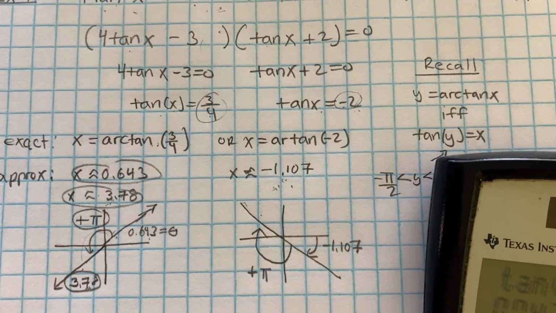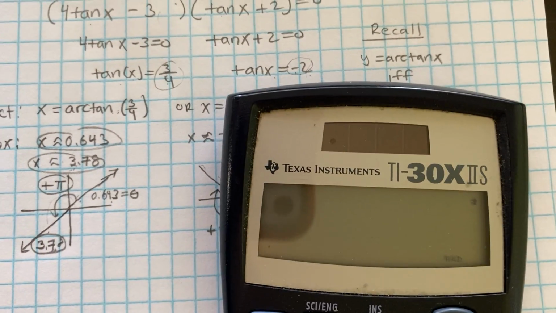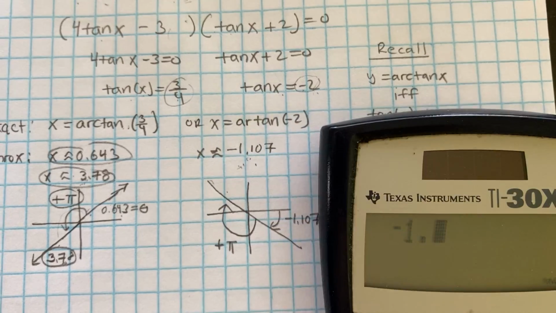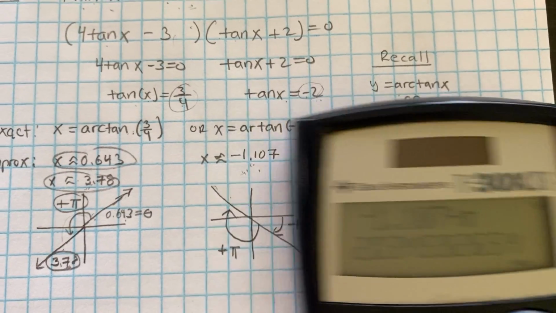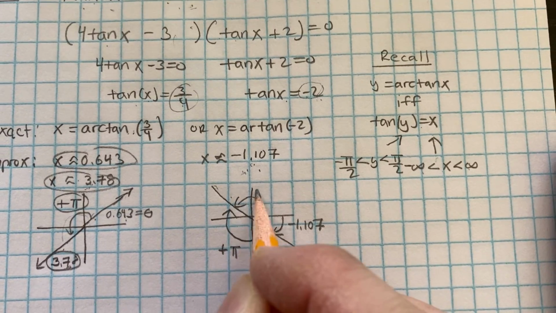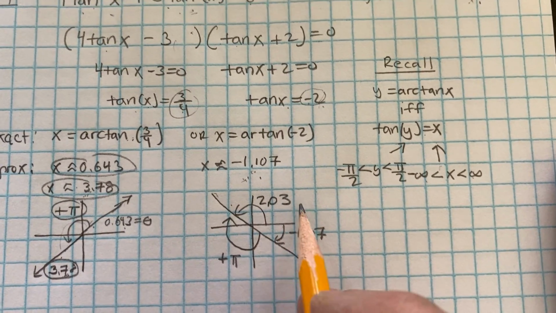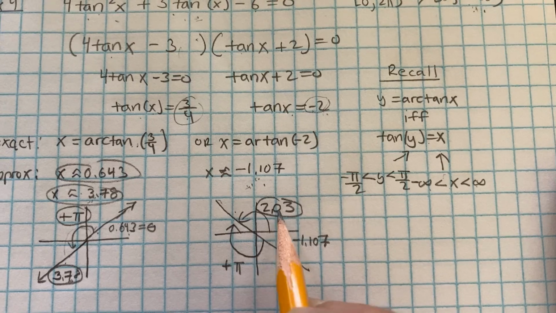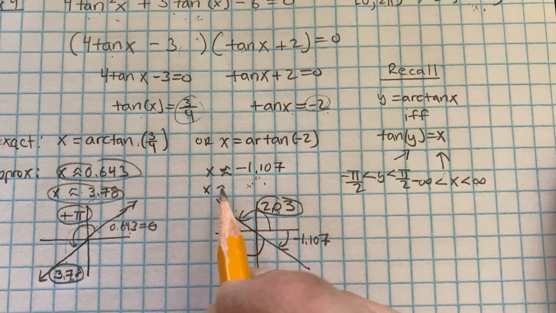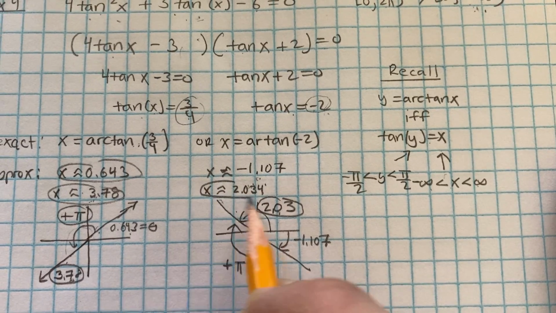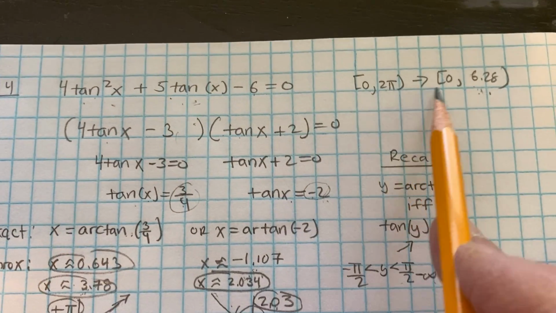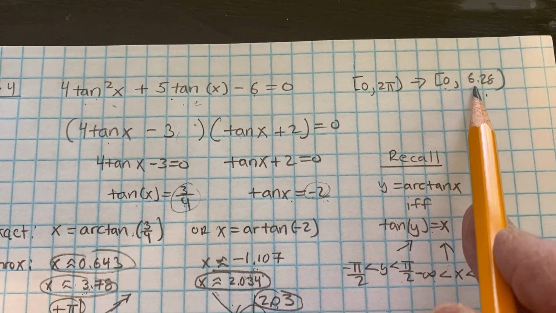Okay, so take your negative 1.107, and you add a full pi. This is going to be 2.03 radians, right? Again, your calculator is not going to give you this answer. You have to figure it out by sketching it. Okay, 2.034. And again, that is going to fall in this range from 0 to 6.28.